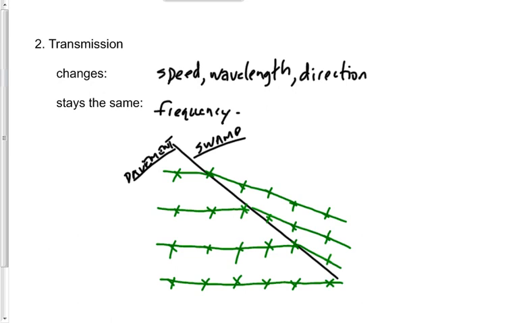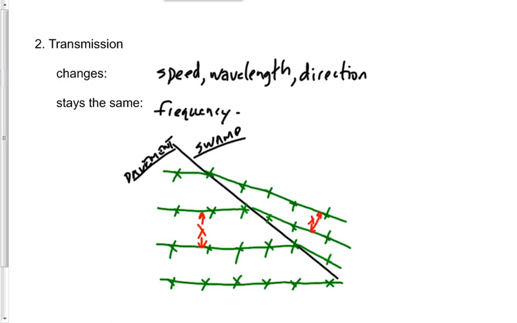What changes here when the soldiers go from one medium to another? Clearly the speed. They slow down when they go from pavement to swamp. What else changes? Well, here's the wavelength. When they slowed down, what happened to the wavelength? What happened to it? Look at it. Bigger or smaller? When they slowed down, the wavelength decreased, right? The wavelength got smaller.